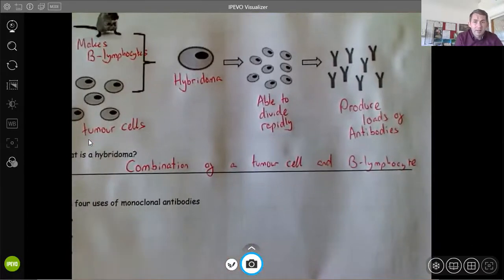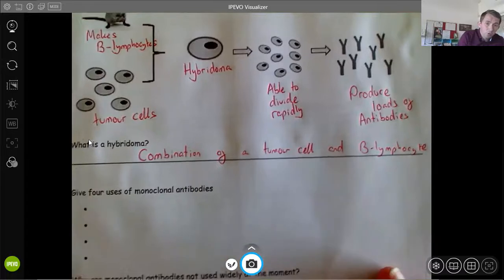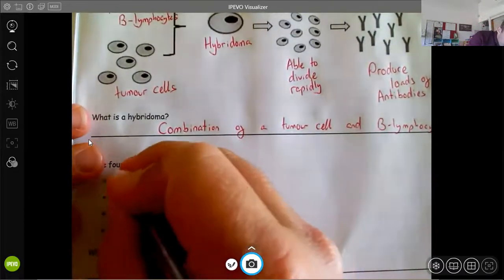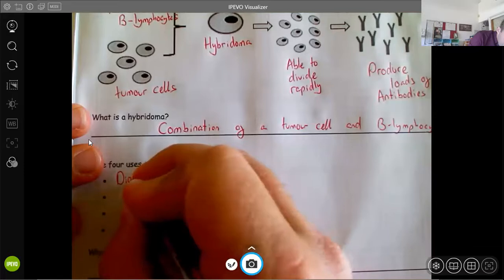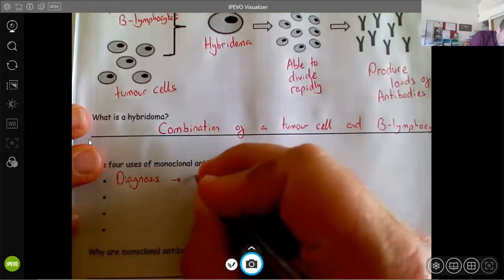Why are we caring about this? It is brand new science. And actually, there's 4 main uses in science for these. First of all, we use them for diagnosis. And the particular example you need to know about is pregnancy tests.